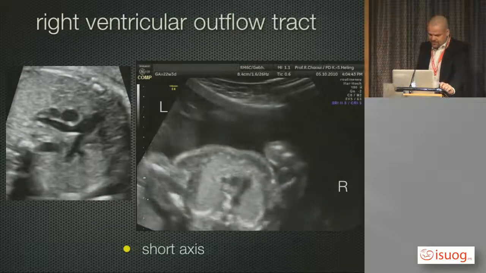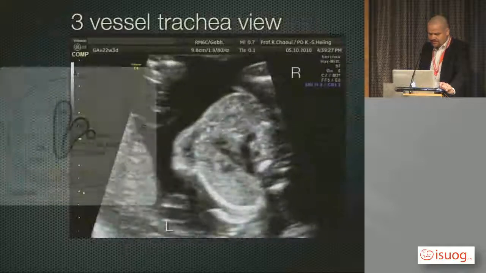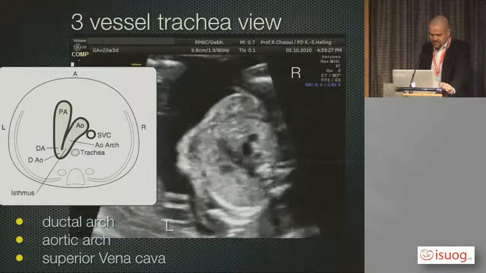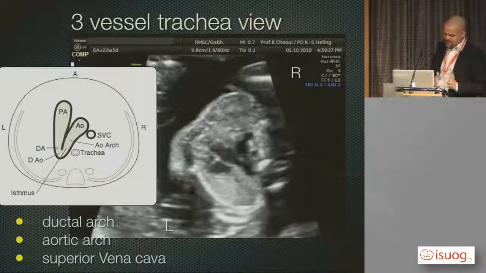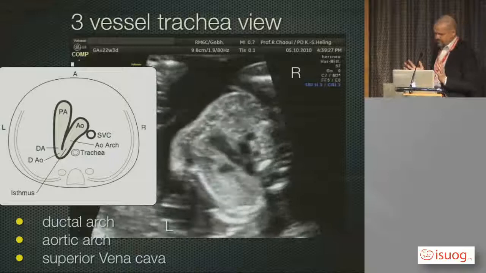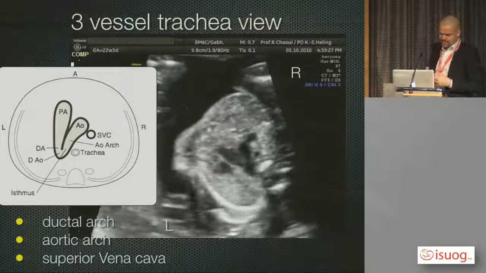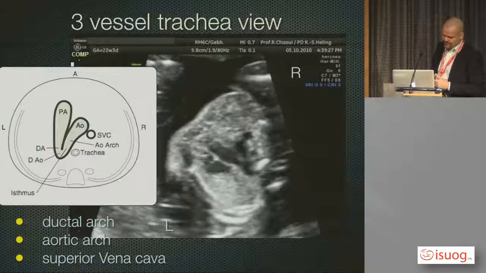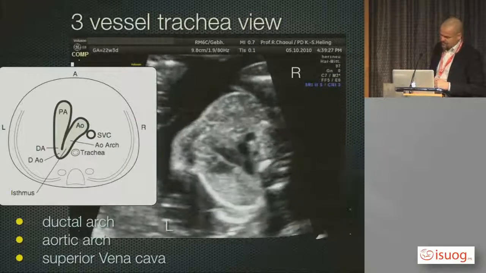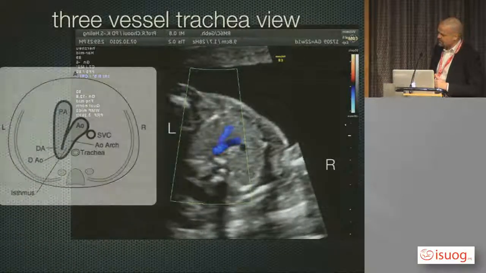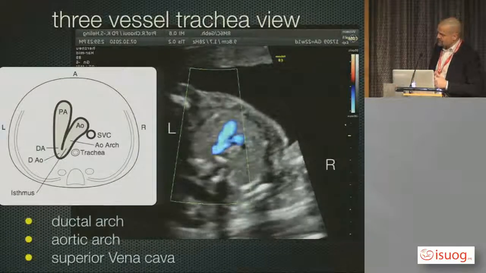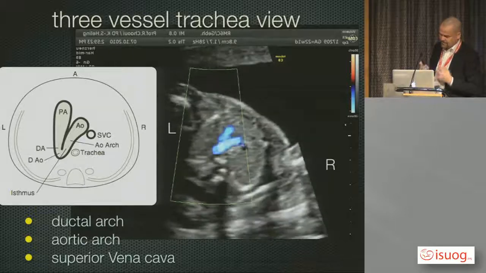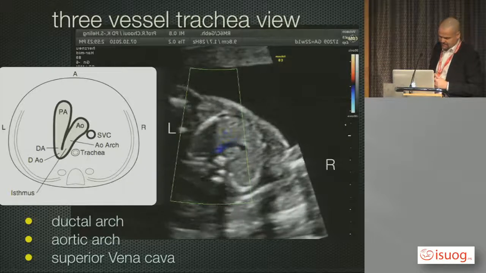The next plane we will examine is the three-vessel trachea view, and you see both arches going to the left. There's a rule: both arches have nearly the same diameter, and the vessel on the right is the superior vena cava. It's a B-mode image, and again we do the examination in this plane with color, and we must see in the normal case in both vessels blood flow in the same direction, either in blue or in red, depending on the fetal position.